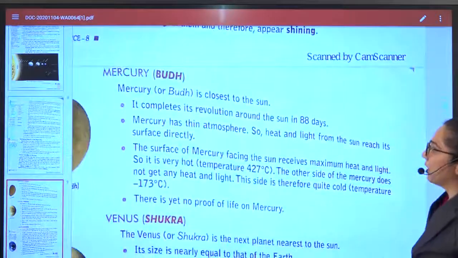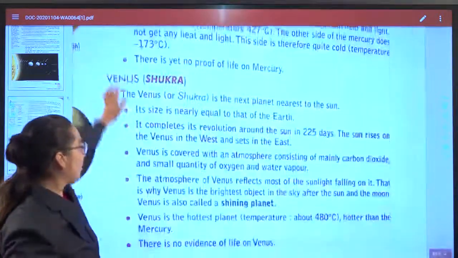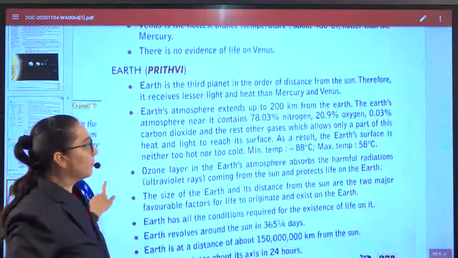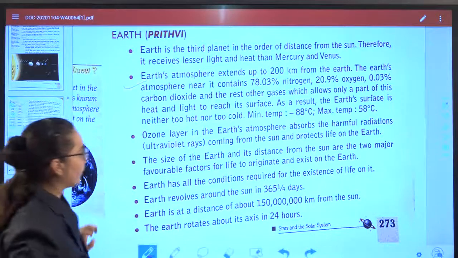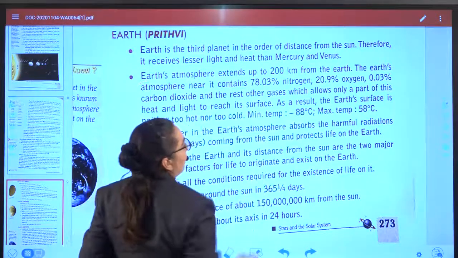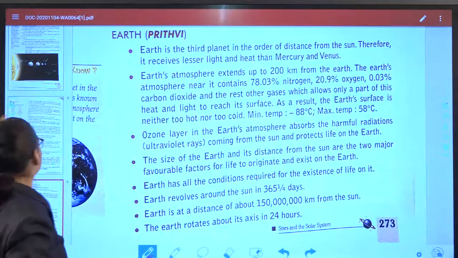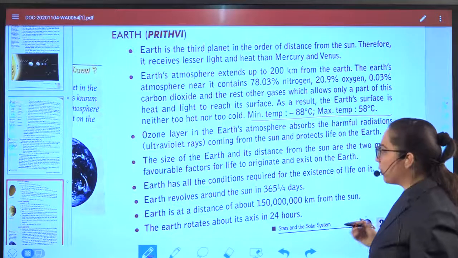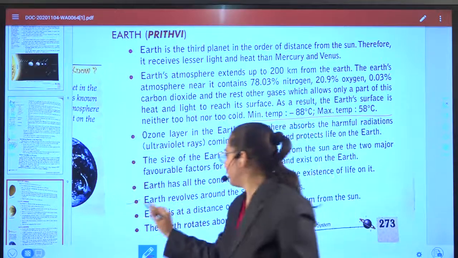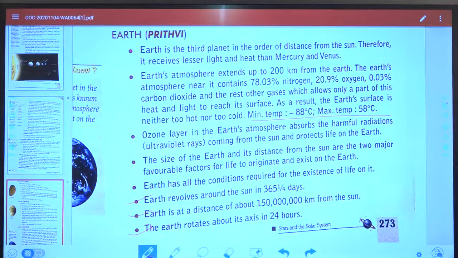Then Mercury, each and every short note now is important. Mercury, entire short note is important. Shukra, entire short note is important. If we talk about the earth, these are the basic things, the beginning thing that you already know, minimum and the maximum temperature. I'll make you write. Ozone layer आपको मालूम ही है. And about these three things, note it down on page number 273. Tick it. बाकी की दोनों तो आपको पूरे के पूरे करने हैं.